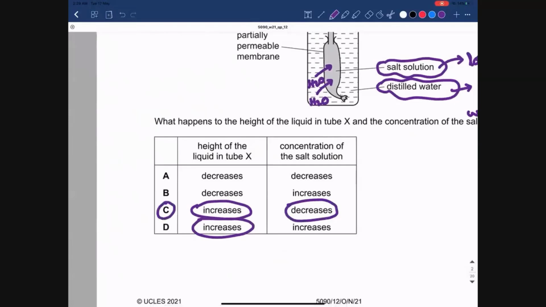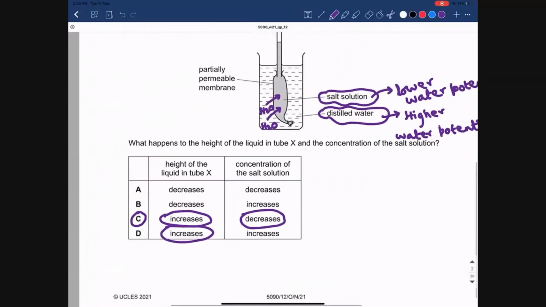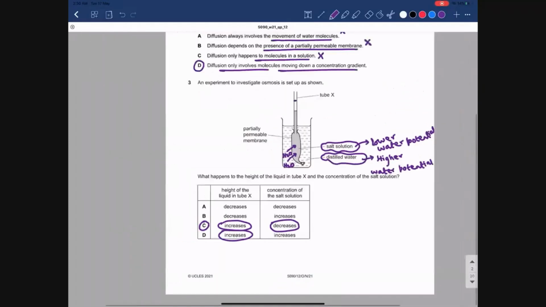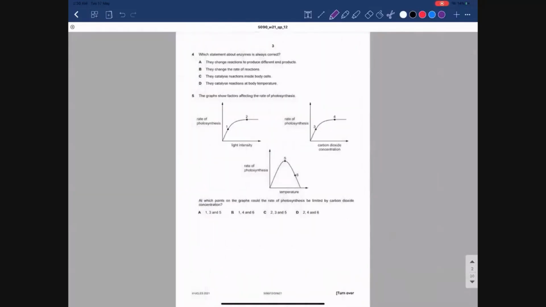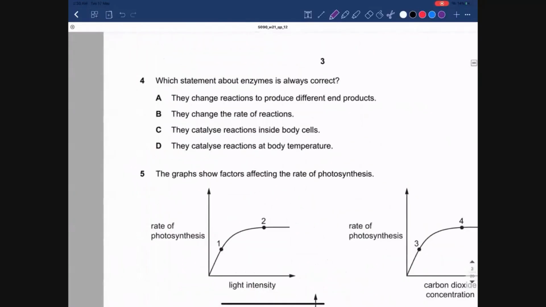Always remember this point, that when a solution gains water, it becomes dilute. There is now more water as compared to the solute. So the concentration of the solution decreases. If a solution is losing water, that means its concentration increases, because now the solute will be more and the water will be less. The answer for this MCQ is C. Let's move on to the MCQ number 4. Which statement about enzymes is always correct? It should always be correct.